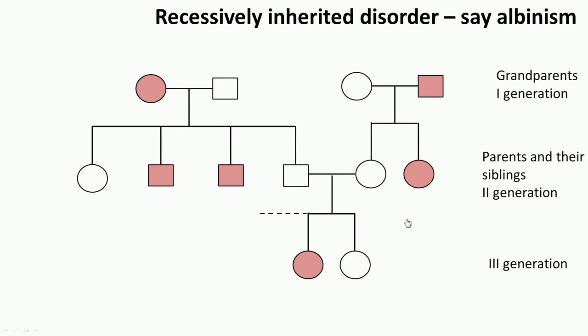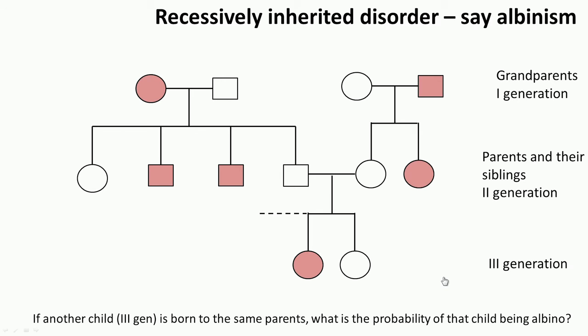This is the family tree on which we are going to do pedigree analysis. If we are interested in finding the following: if another child in the third generation is born to the same parents, what is the probability of that child being an albino?